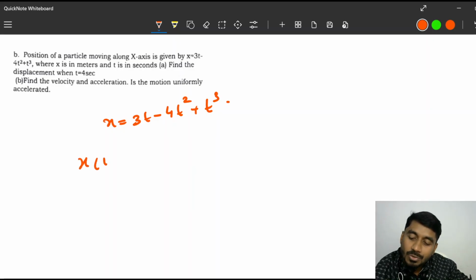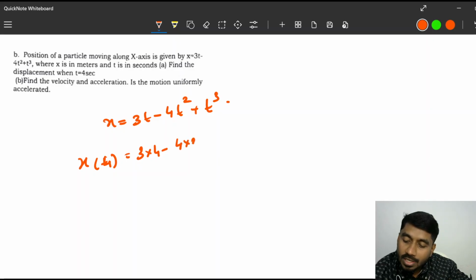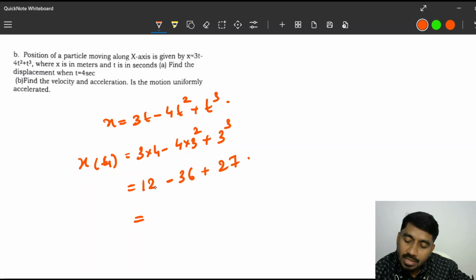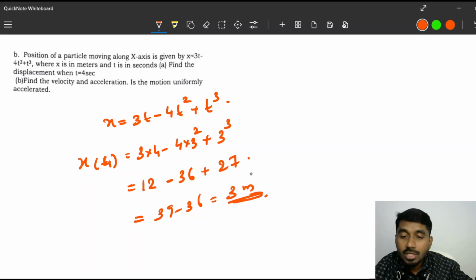So just substitute t equal to 4 second here in this equation. It becomes 3 into 4 minus 4 into 3 square plus 3 cube. So you will get the answer 12 minus 9 into 4, 36, plus 27. So 27 plus 12, 39, minus 36, you will get the answer 3 meter.